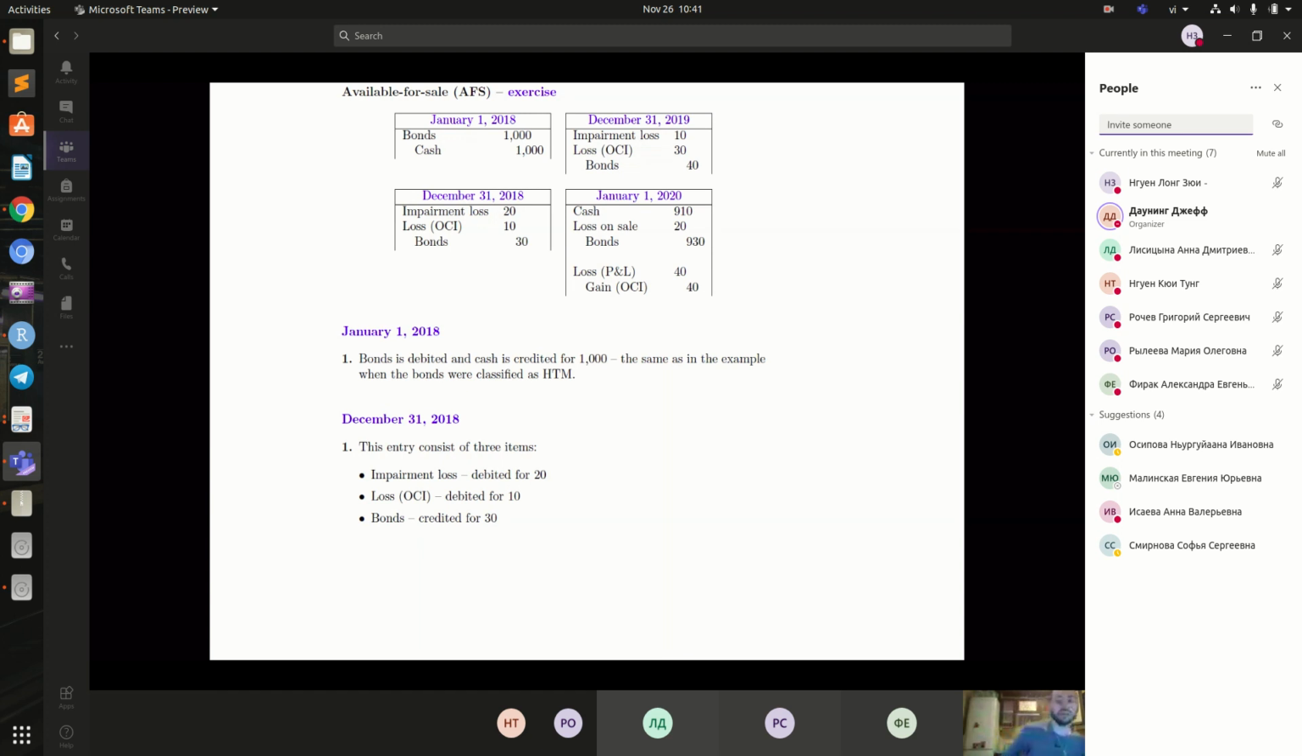The second journal entry is for recycling. In total, we had cumulative losses in OCI of 40, 10 and 30 in 2018 and 2019. On January 1st, 2020, we sell the bond, hence we recycle these losses from OCI to P&L. As a result, debit loss P&L, credit loss OCI for 40, the value of these cumulative losses from OCI that have been recycled to P&L.